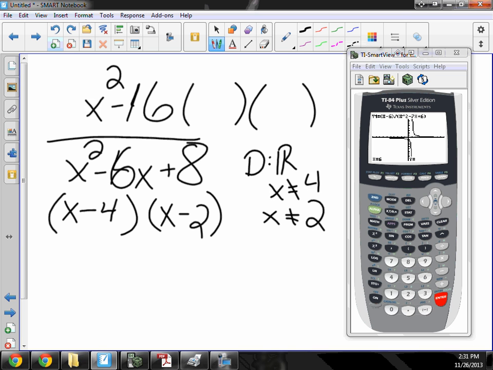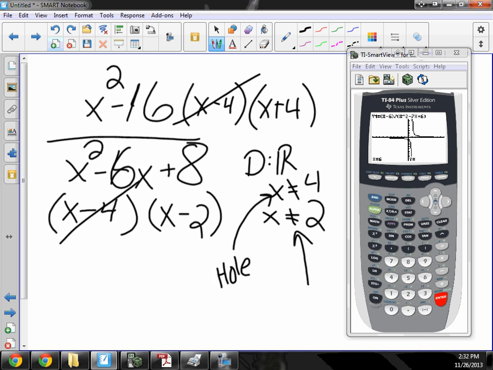And does the top factor? x and x plus 4 and x minus 4. So I can cancel the minus 4s. So what does that tell me about this point? That's a hole. What can you tell me about that point? That's a vertical asymptote. We'll get into that tomorrow.